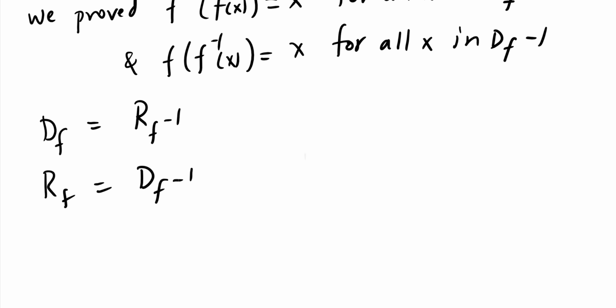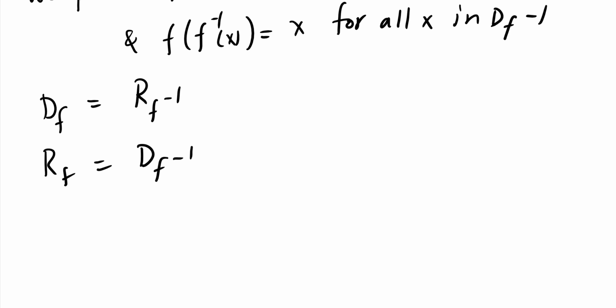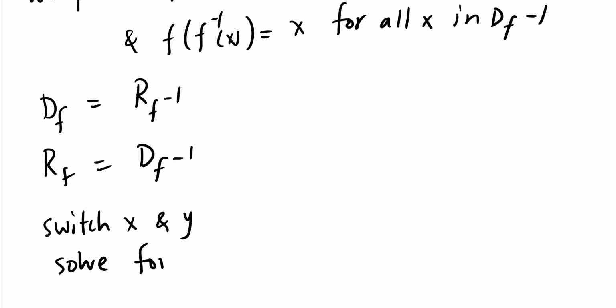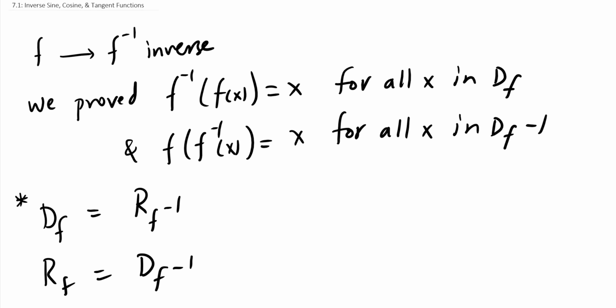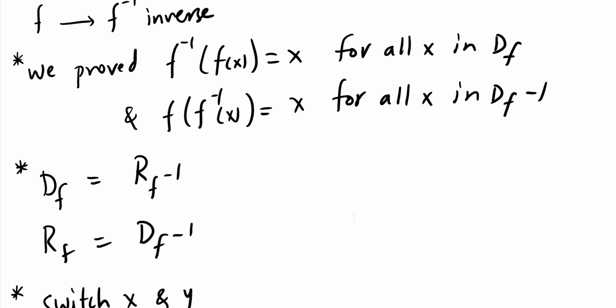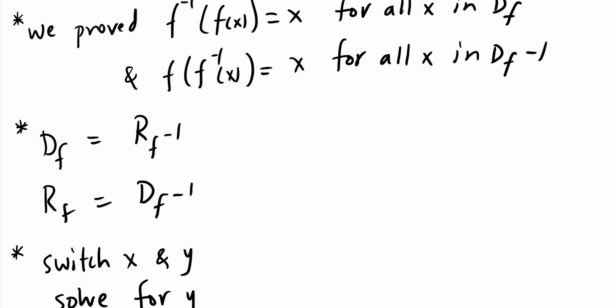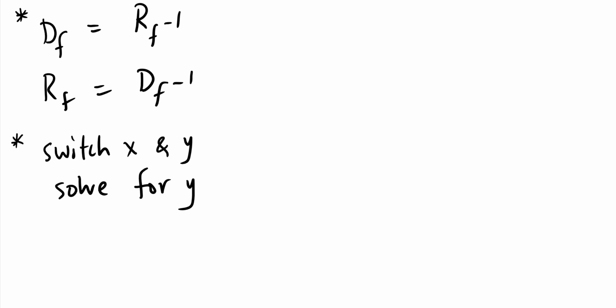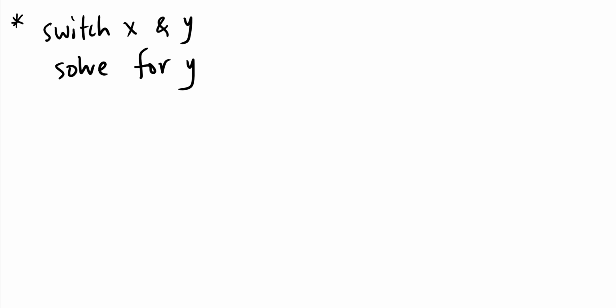Other things we learned is that to find the equation of the inverse, we do two things. We switch x and y, and solve for y. These are the things that we covered in inverse functions in algebra. Good to keep those in mind because we're going to use them in this section, but for trig. So let's start with the first function, y equals sine of x.